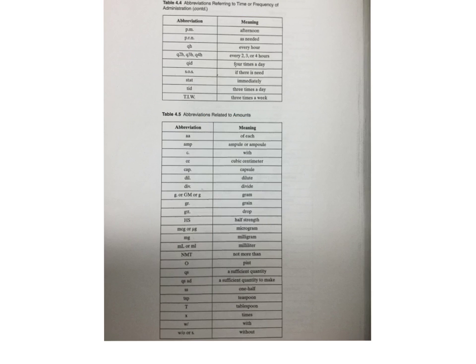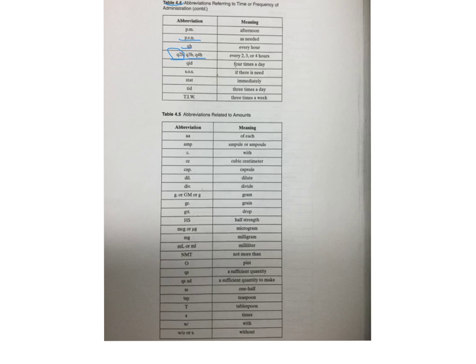So we also have abbreviations referring to time or frequency of administration up in table 4.4. And this is really important. PRN is one, as needed. These Qs, okay? What this means is the Q means basically every, and then H stands for hour. So over here where you have Q2H, that would mean every 2 hours. Q3H would mean every 3 hours. And Q4H would mean every 4 hours.